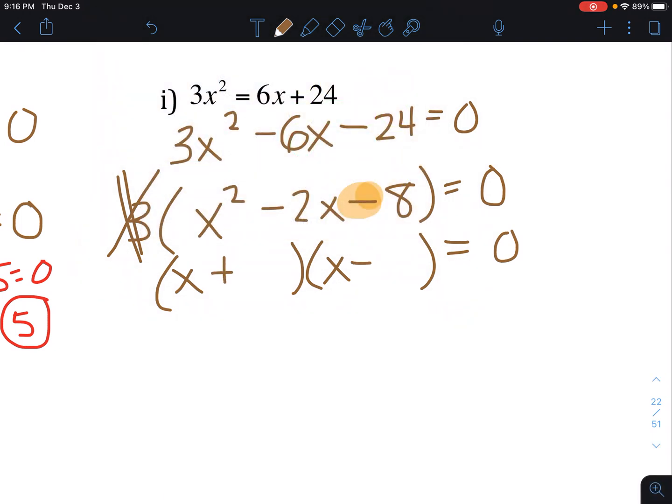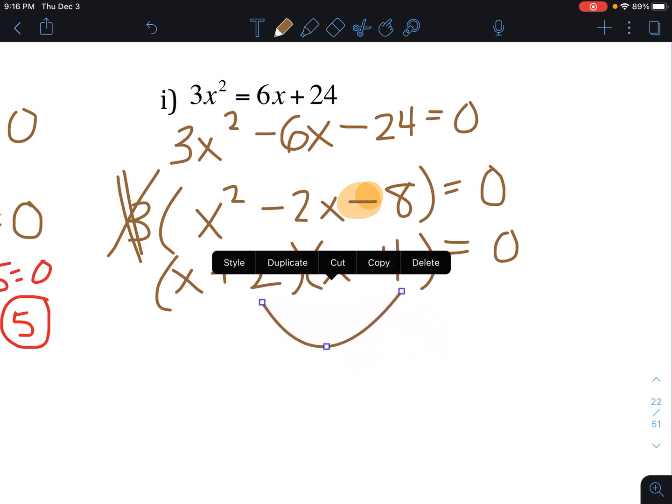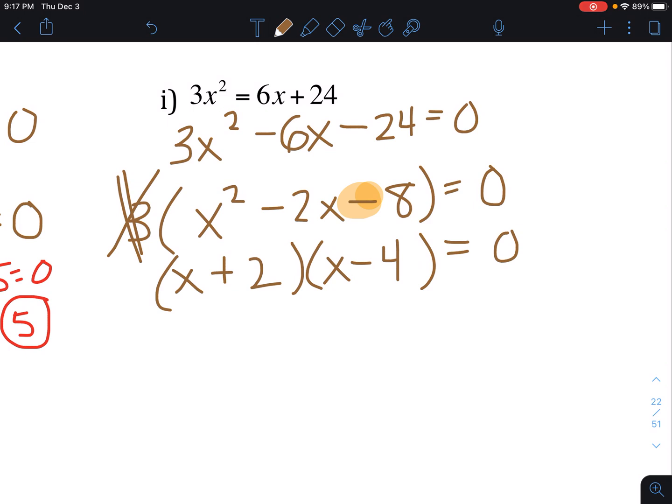When your c is a minus, it's plus minus. So then you got to run the numbers in your head. What numbers multiply to get 8 and subtract to get -2? Well, that would be 2 and 4. And the 4 would have to get the minus. The 2 would have to get the plus. Again, my check is 2 times -4 is -8, and plus 2 minus 4 is -2, which satisfies the b term.